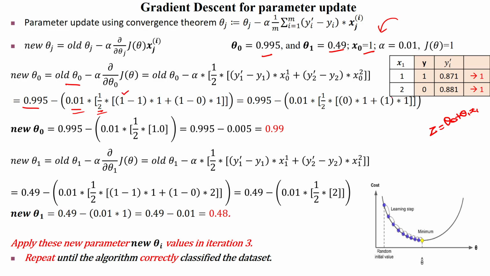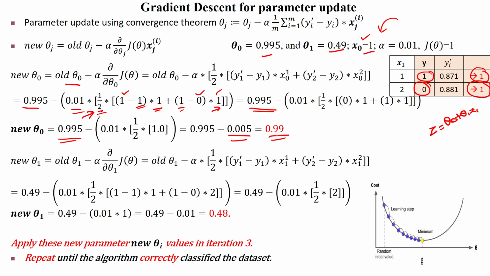This is the predicted value for sample number 1 and the actual output of sample number 1. Now multiply with the x0 value, already given for sample number 1, and the predicted value for sample number 2, 1, and the actual output for sample number 2, which is 0. Then x0 for sample number 2, x0 for all the samples is 1 only, which is given. Now when you apply the values based on the given calculation, we are getting 0.005. So as per this formula, when you subtract, you are updating the parameter theta 0 to 0.99.